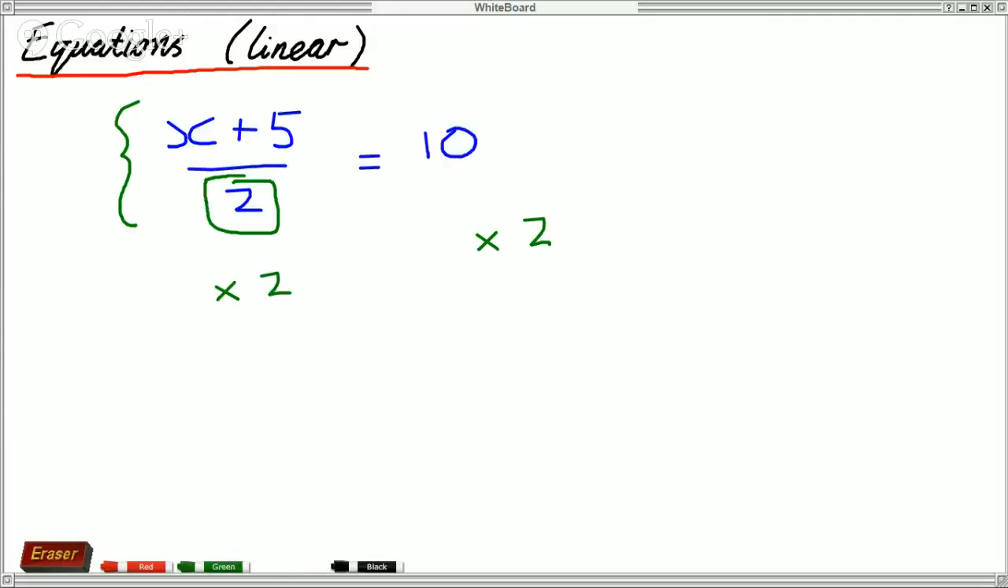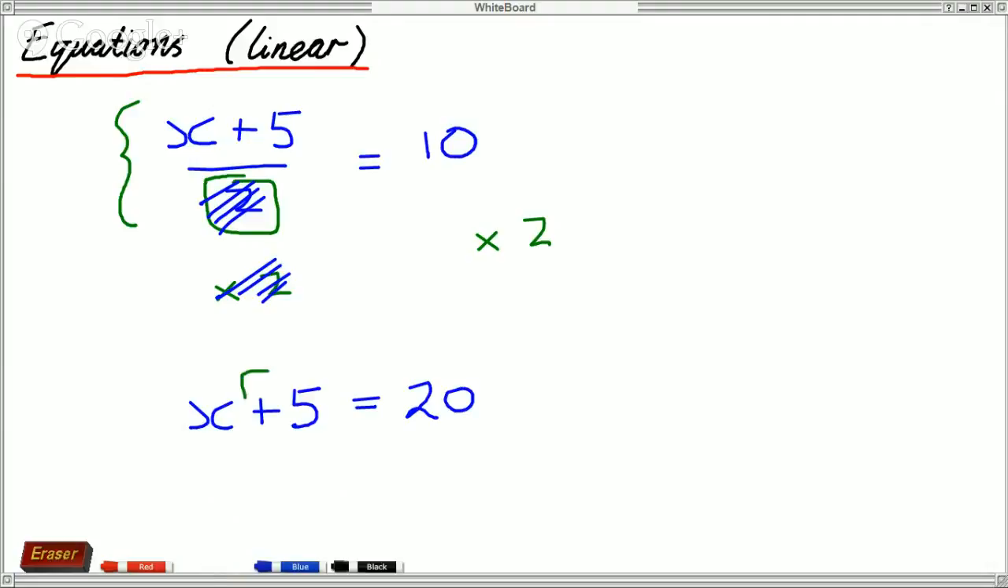If we do that, then this will cancel out. We did the opposite, so it cancelled out. And we'll get x plus 5 equals 20. It's no longer 10, we just times it by 2. Now, how do we get rid of a plus 5? What's the opposite of that? It will be a subtract 5. So we'll subtract 5 from both sides, and we will get x equals 15. And if you put 15 up here, you'll see that it works. So we need to do the opposite to both sides.